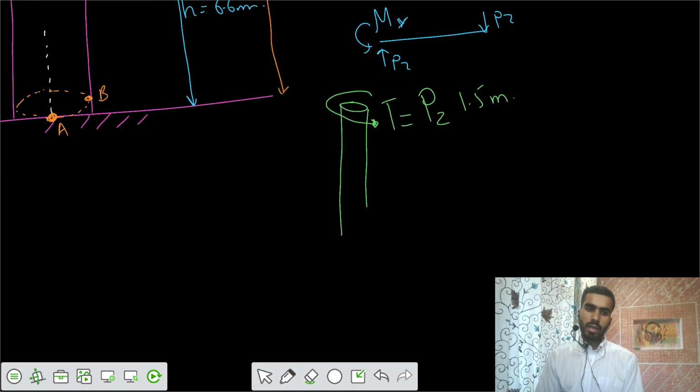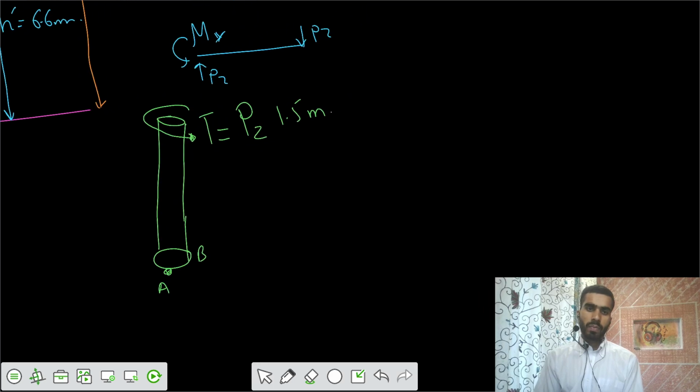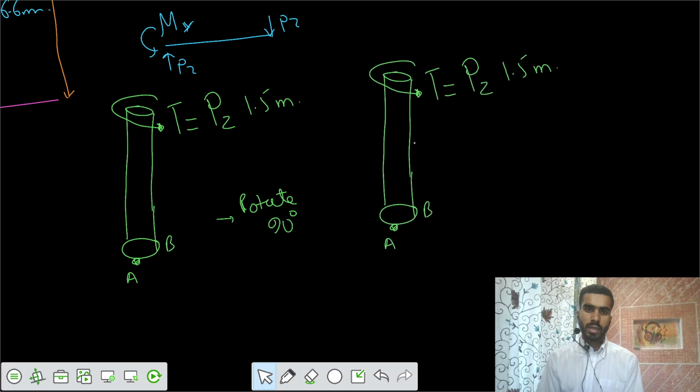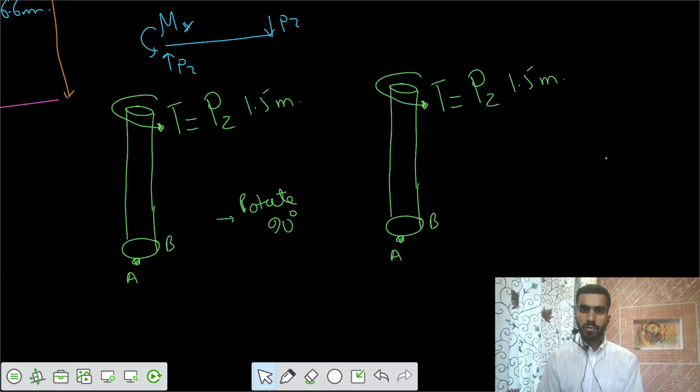After that, we had this point A and B here. This was your point A, this was your point B. Now if I want to rotate it 90 degrees, let's rotate it 90 degrees. This was your initial, and now I want to rotate it 90 degrees. So this is your configuration of that.